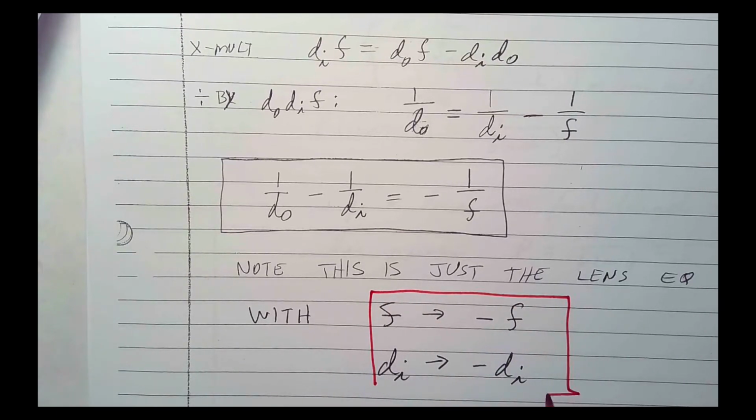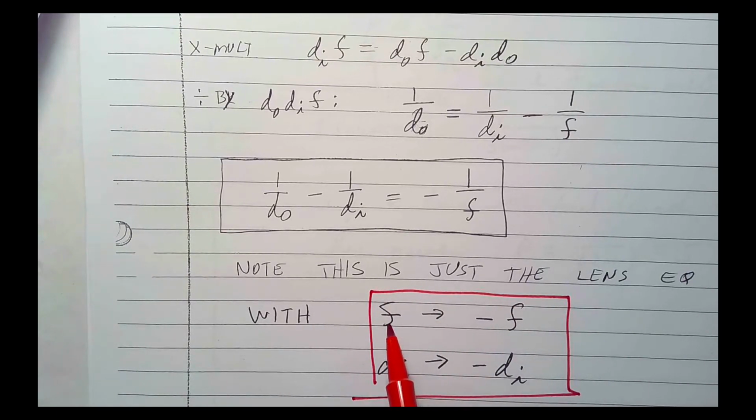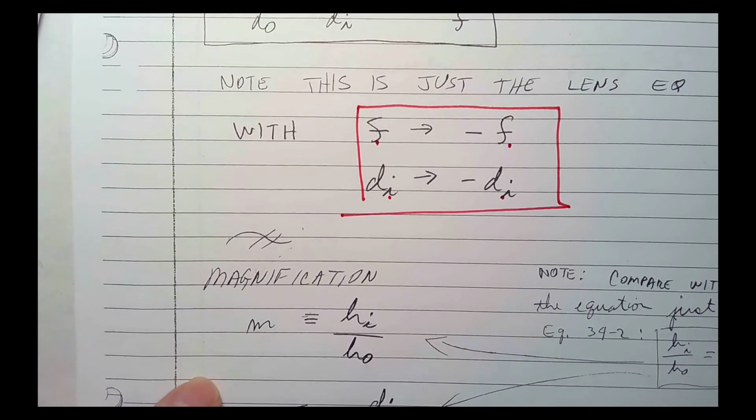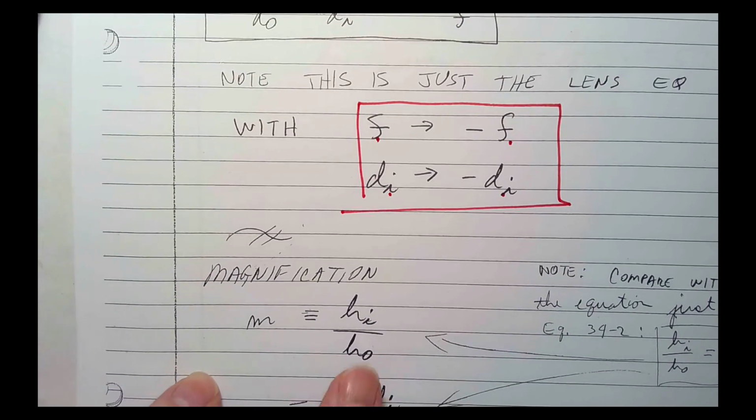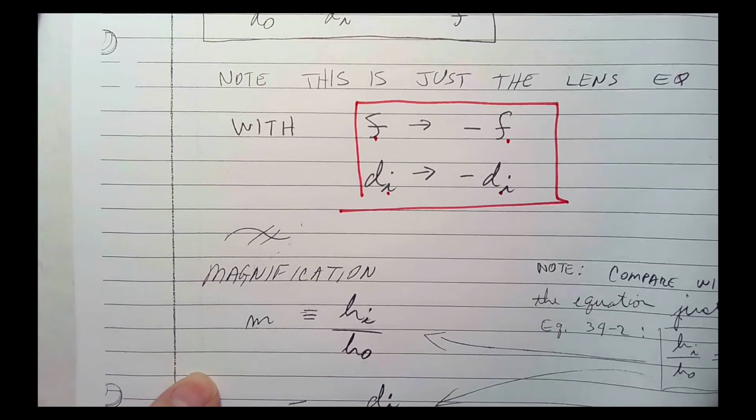Except that for a diverging lens, we replace the focal length with minus the focal length and the image distance with minus the image distance, okay? Everything else is the same. The magnification, in terms of the heights or the distances and so on.